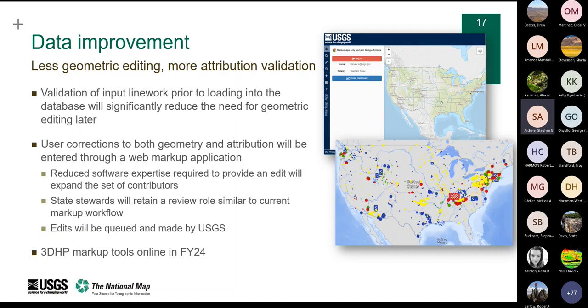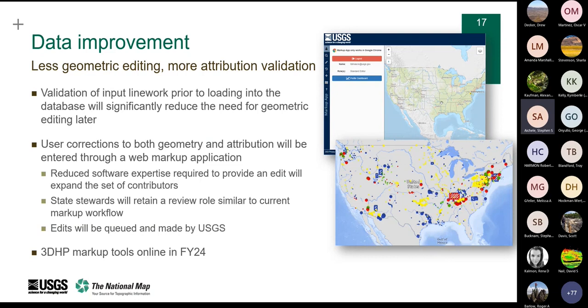And so we want to do that through a markup tool. This will be very similar to the markup tool we have today, but it will be based on 3D-HP. I guess maybe two important points here. One is USGS will take care of the editing, the actual changing of the lines, which means that the changes can come in through a broader range of users, right?